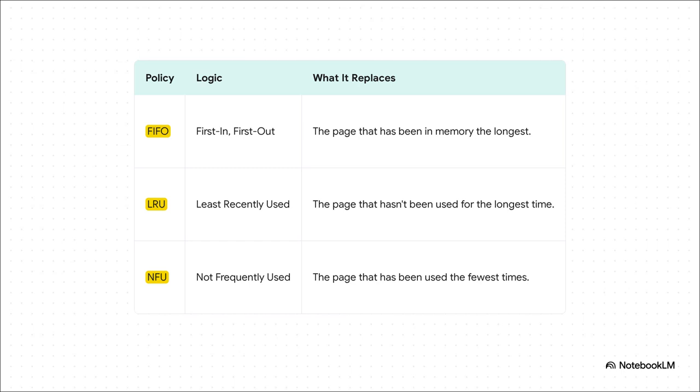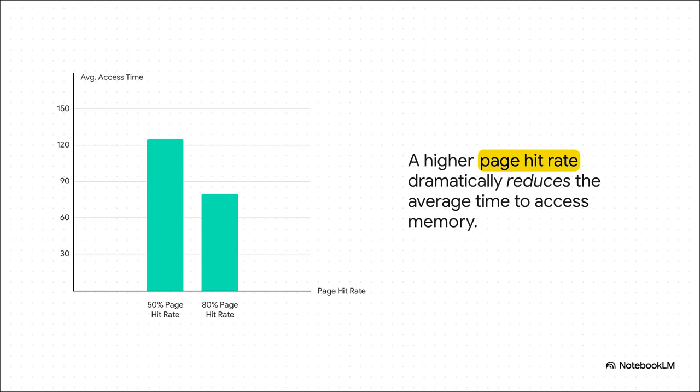But what happens when there are no open spots in RAM? Well, then the OS has to decide which page to kick out to make room. And, you guessed it, it needs a policy for that too. A simple one is FIFO, or first in, first out. Just get rid of the oldest page. A smarter one is LRU, least recently used, which says, let's replace the page that nobody's touched in the longest time. And then you have others like NFU, not frequently used, which keeps a count and kicks out the one with the lowest score. And picking the right policy is absolutely critical for performance.